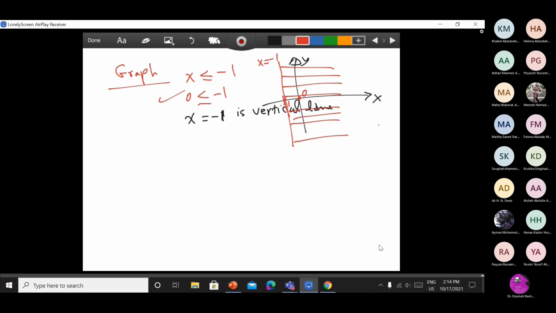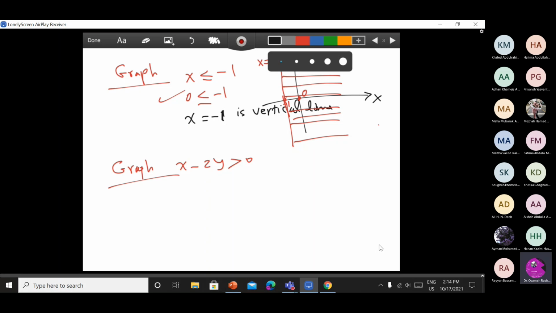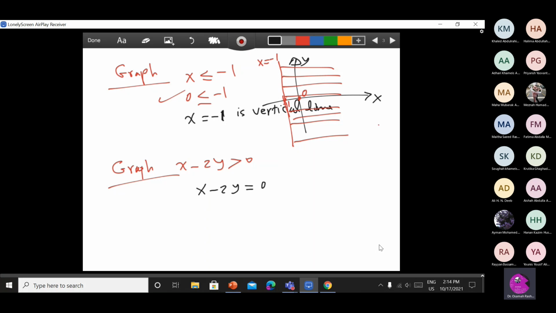Okay, let's have another one. Graph x minus 2y greater than 0. How to graph this one? Again, I cannot graph the inequality directly. I have to make it an equation. So I have it like this. Now move this term to the other side. I will have x equal to 2y. If I divide by 2, I have half x equal to y. This is the line equation.